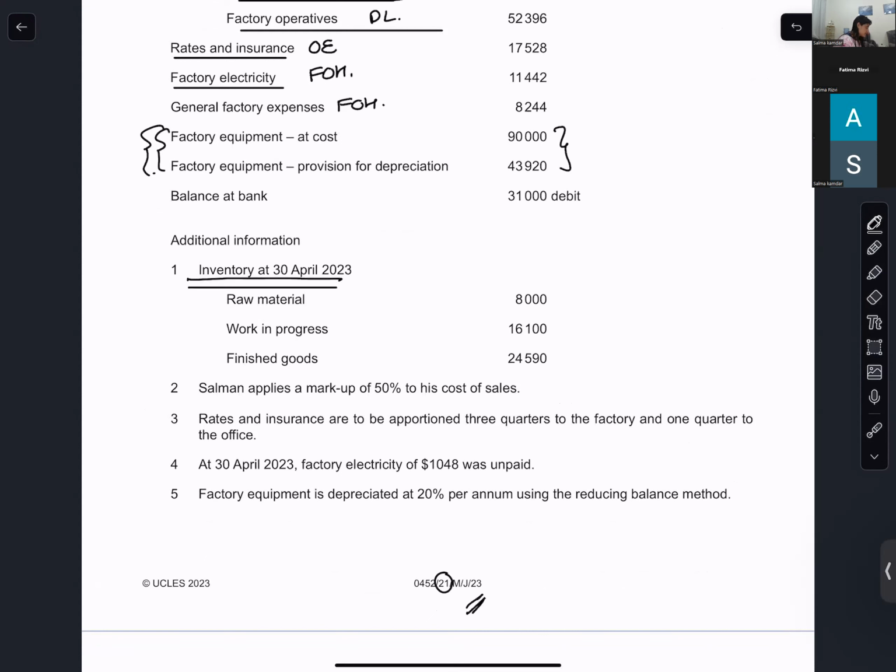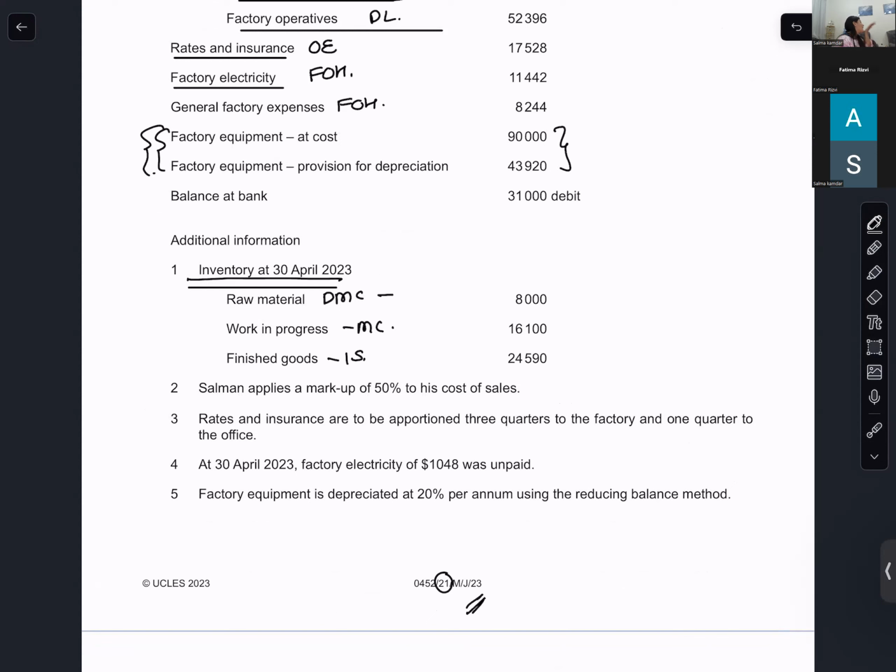Closing raw material is DMC. Plus or minus? Minus to the DMC. Work in progress on the last date, we subtract from manufacturing cost. Then subtract from income statement, finished goods.